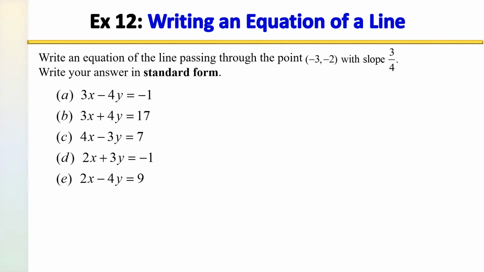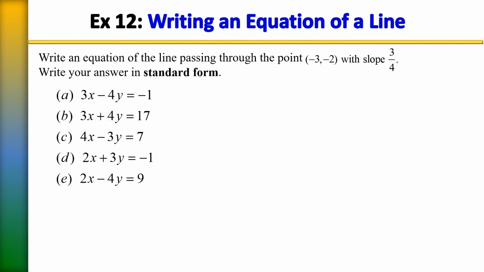In this example, we're asked to write an equation of a line passing through the point negative 3, negative 2 with a slope of 3/4. We're also asked to write our answer in standard form. Recall standard form is where x is first, then y, and then the constant number is by itself on the right side. Notice all of our answer choices are in standard form, so when we finish writing our line, we need to make sure that it is in that form. Let's go ahead and proceed with solving this.